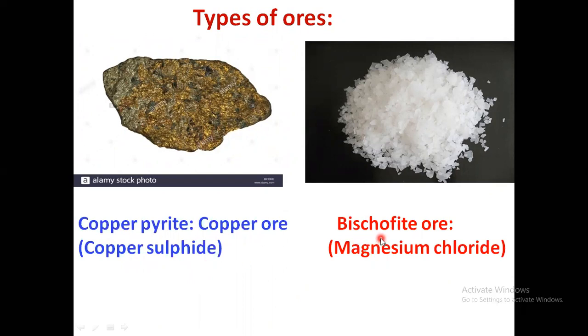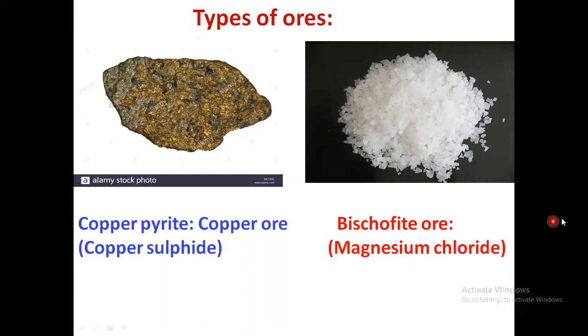Biscophyte. Another example of ore is biscophyte. Biscophyte is an ore of magnesium, and it contains a compound that is called magnesium chloride. Clear?